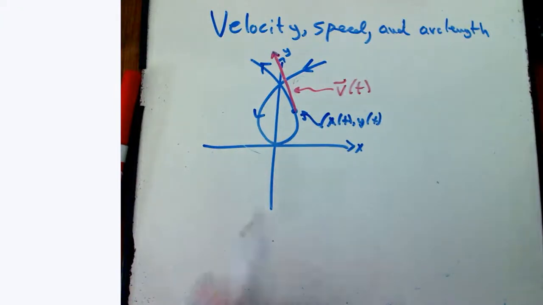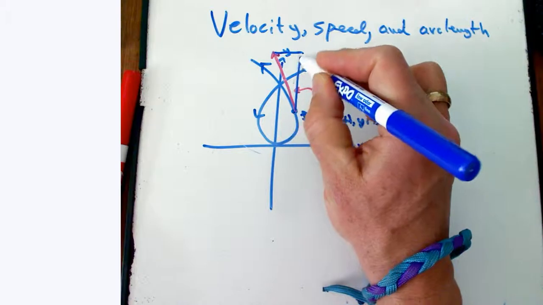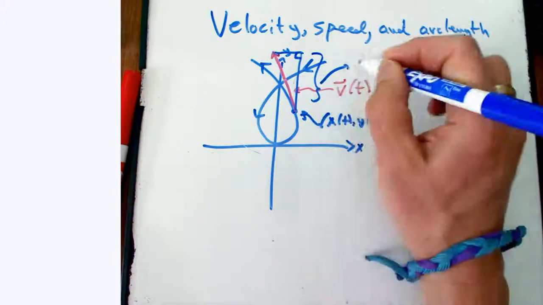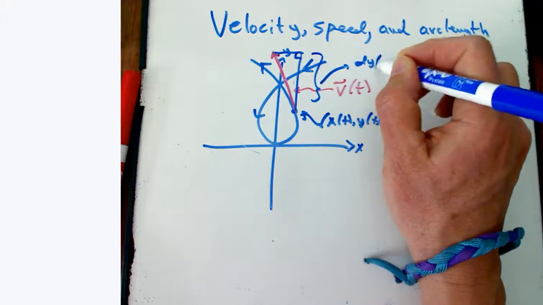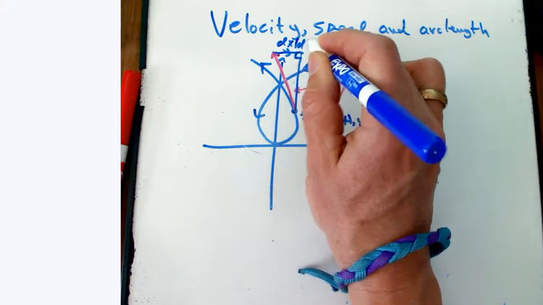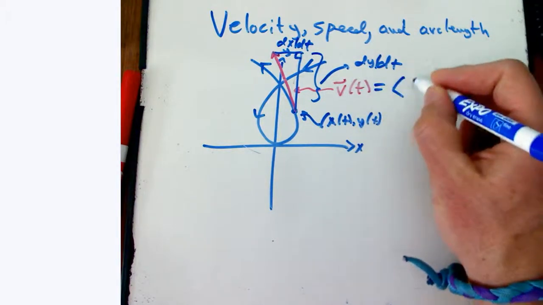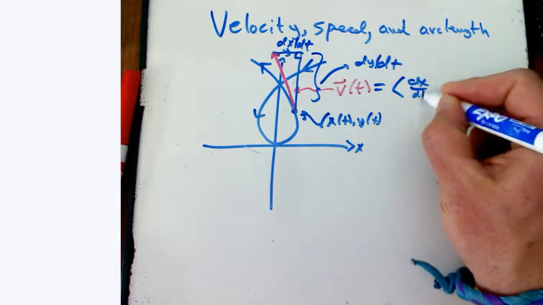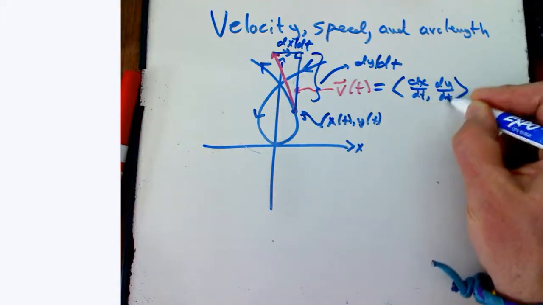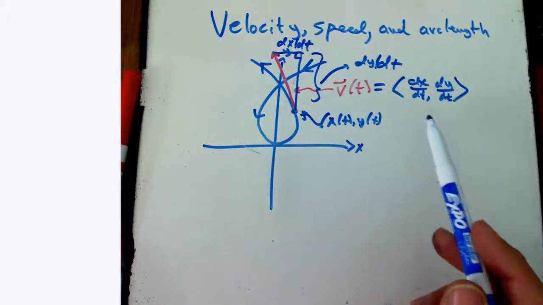And the claim is that if I draw a right triangle here, then this component here is just how fast it's moving in y, and this is just how fast it's moving in x. And so this velocity vector, its components are dx/dt, dy/dt. That's super powerful for so many things. Velocity is such an important quantity physically.